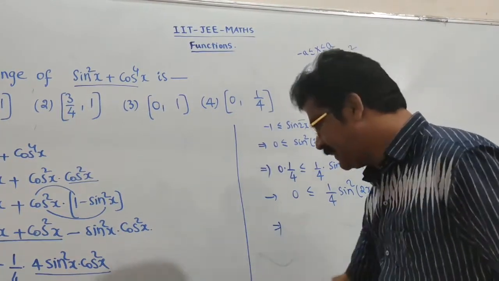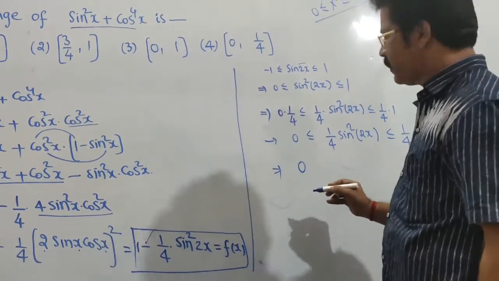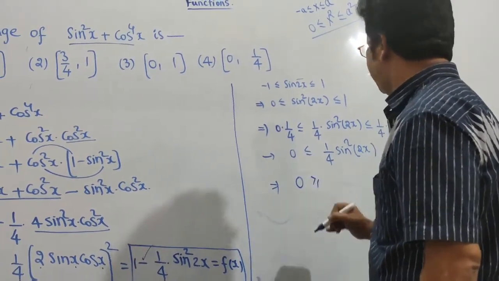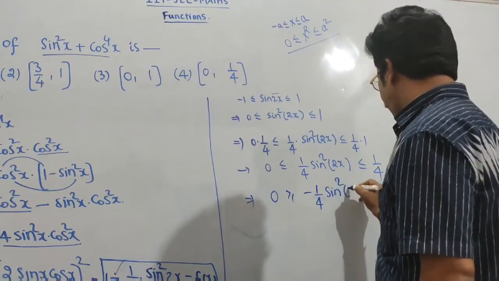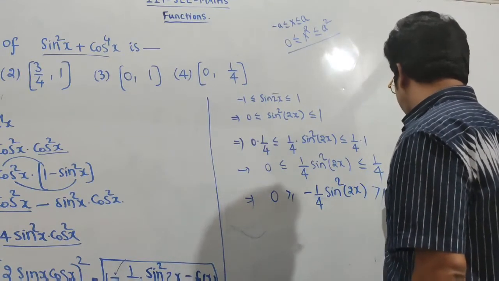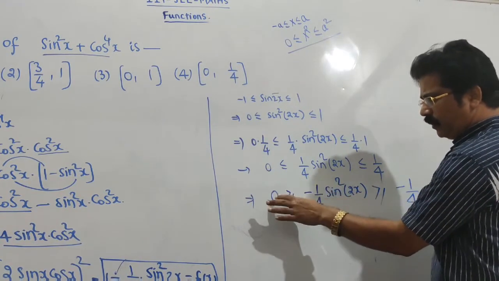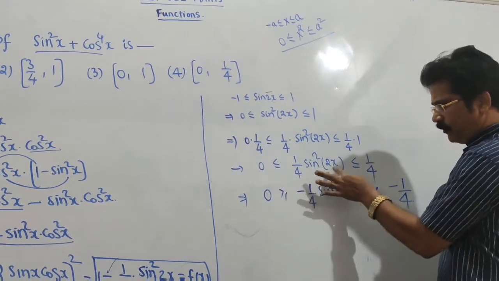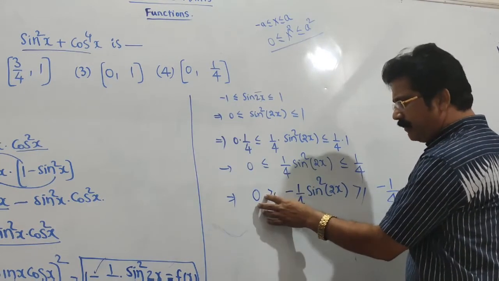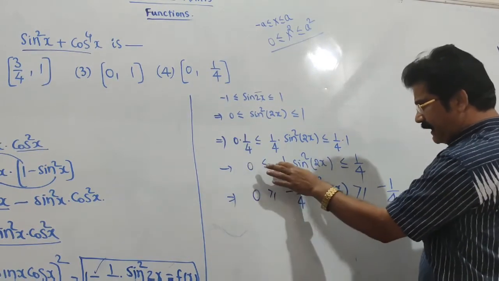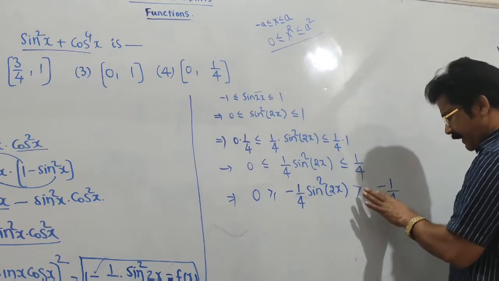So that implies after that we shall obtain minus. So multiply with the minus throughout the inequation, then it will take the reverse direction: minus 1 by 4 into sine square of 2x is greater than or equal to minus 1 by 4. So minus into 0 is 0, then on multiplying with the minus throughout the inequation, it will become greater than or equal to, then minus 1 by 4 into sine square of 2x, next minus 1 by 4.